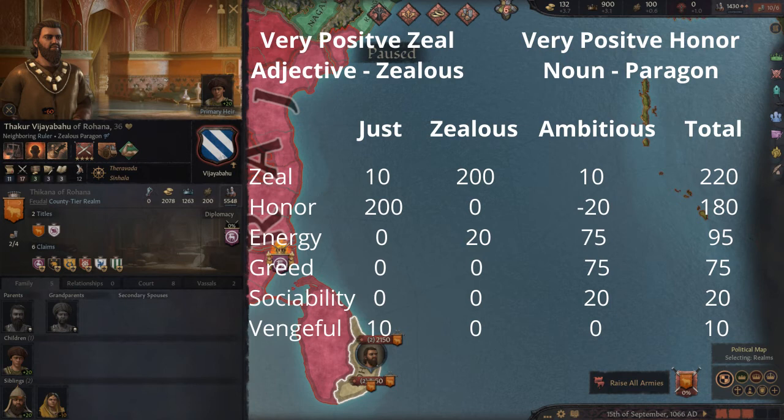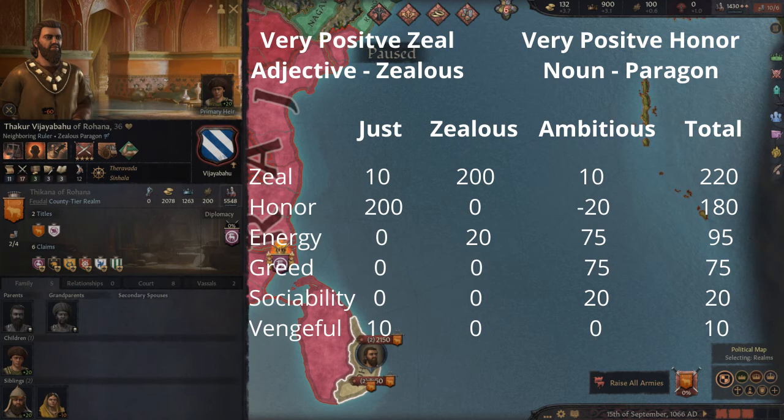Then what it does is it takes your highest amount, which in this case would be zeal. He has 220, and so it gives him a very positive adjective of zealous. His second is honor, which has 180, and it gives him the very positive noun of paragon. Those first 2 show up in the personality trait, to quickly review their personality so you can immediately know how they're going to interact with you.